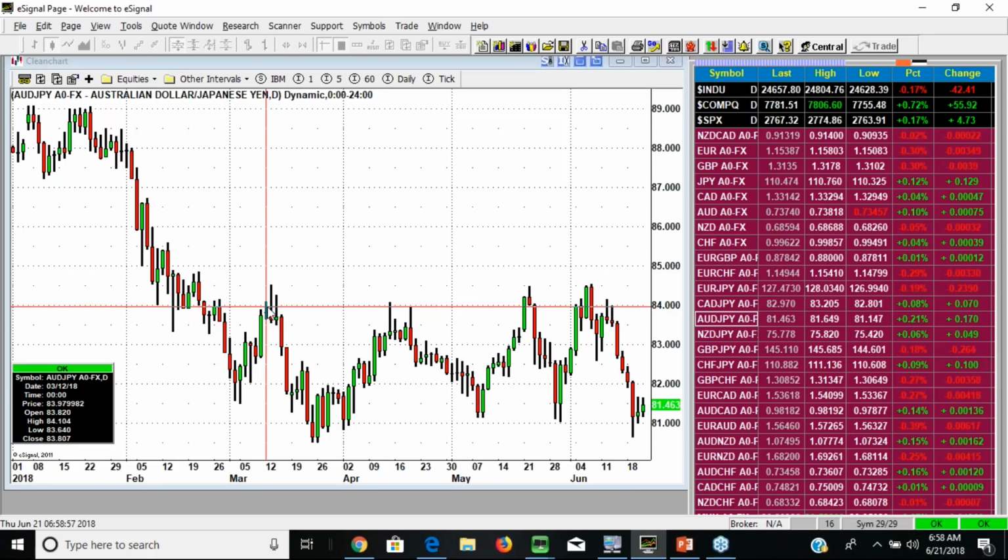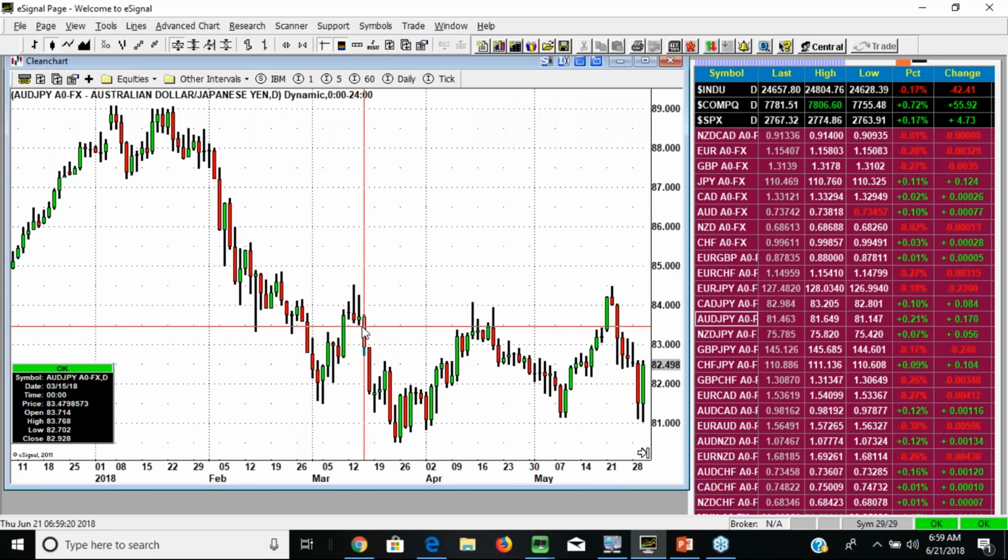if you sold this, you were sold at 83.80. Your stop would have been 84.10, so a 30 pip stop, not a big deal. You try again the next day because you have a shooting star, and you don't get stopped out, and you get a really nice reversal that goes from 83.60 all the way down to at least 80.60, so a 300 pip move.